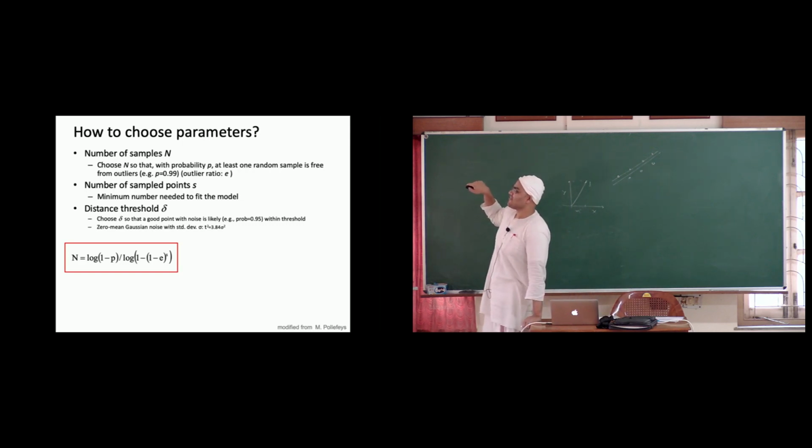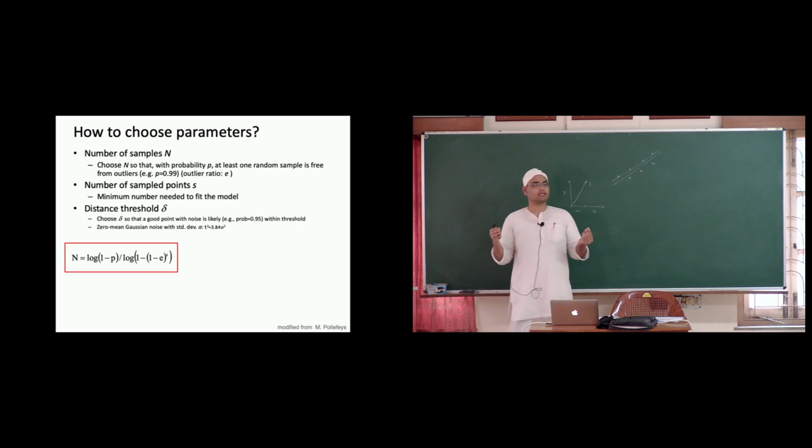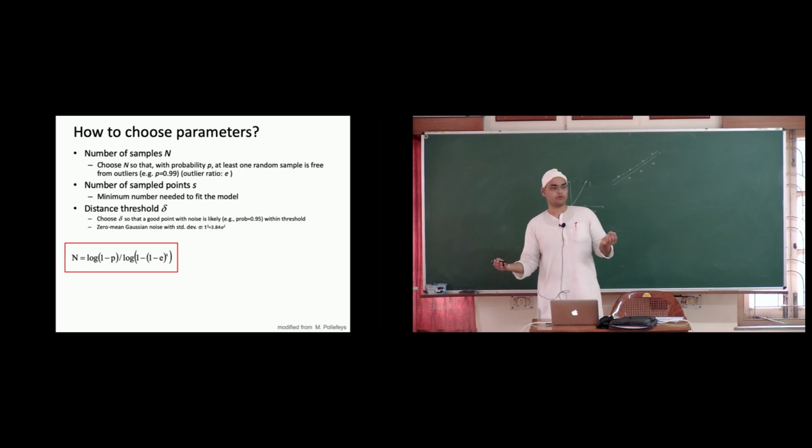So, what is the S? S is the number of sample points. What is the E? It is the outlier ratio. You might have 20% outliers, so it will be 0.2.